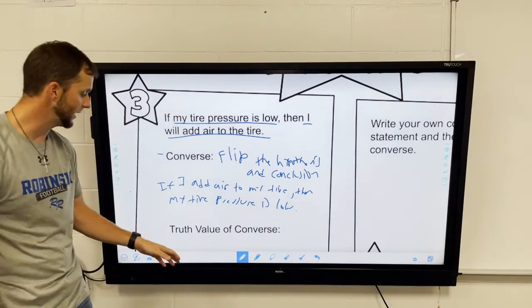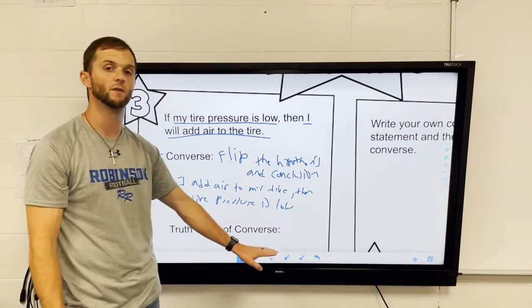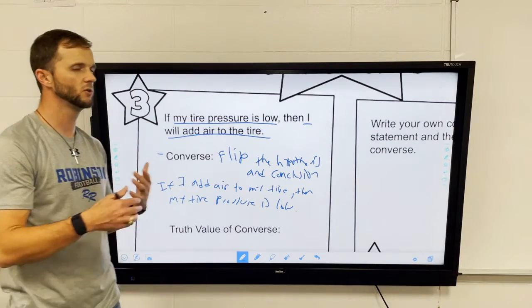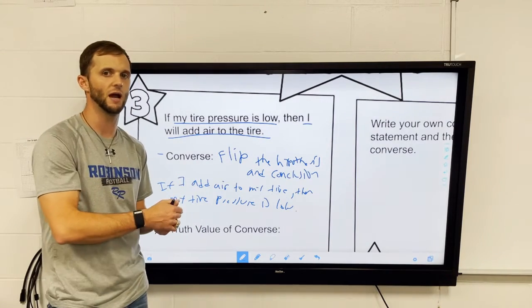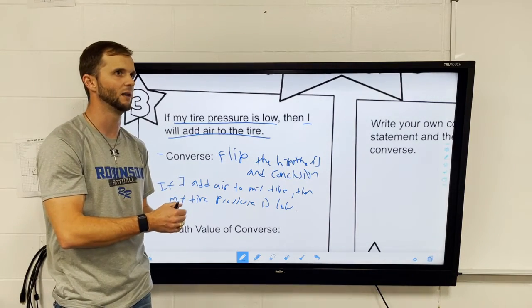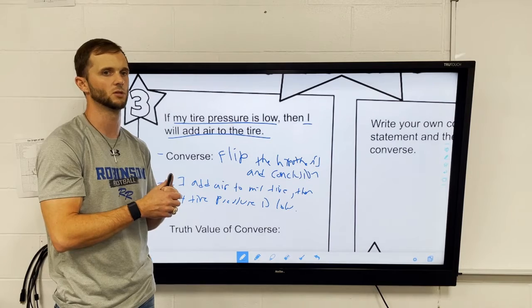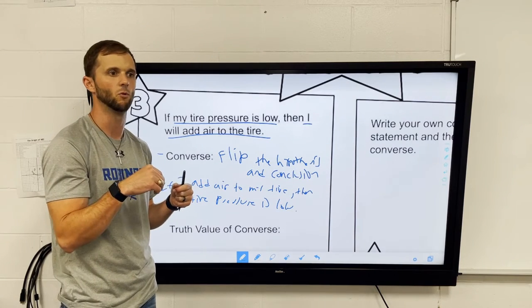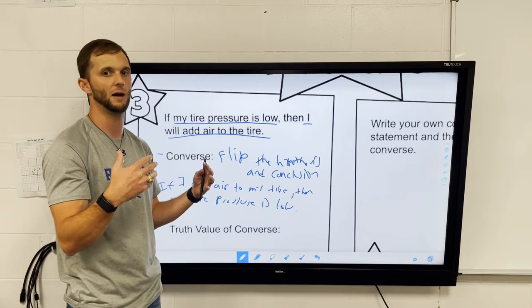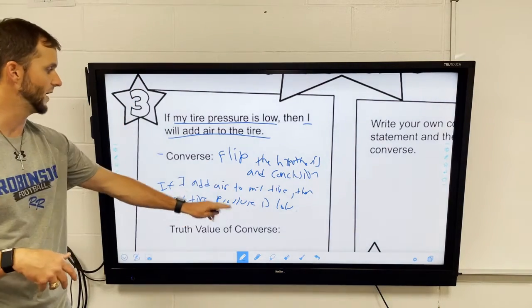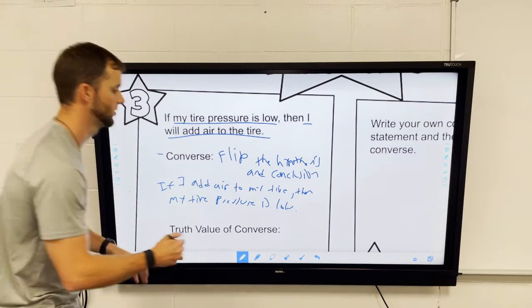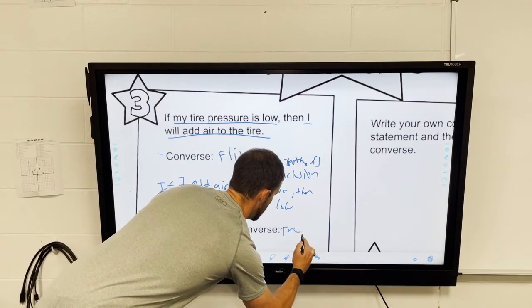So generally speaking, down here it wants to know the truth value of the converse. If you're putting air in your tire, that primarily means that the tire pressure is already a little bit low, so you need to add a little bit more air. Because if you put too much air, it's going to pop, right? So I'm going to say the truth value of my converse is also going to be true in any instance there, okay?